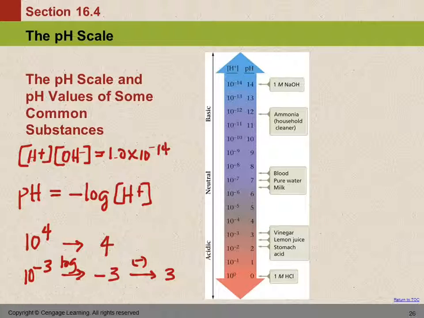Where did you get 10 to the 4? I made it up. It's still 4. Well, the log of 10 to the 4 is 4. If I took the pH of something that was 10 to the 4, then it would end up being minus 4, but that's not actually possible.